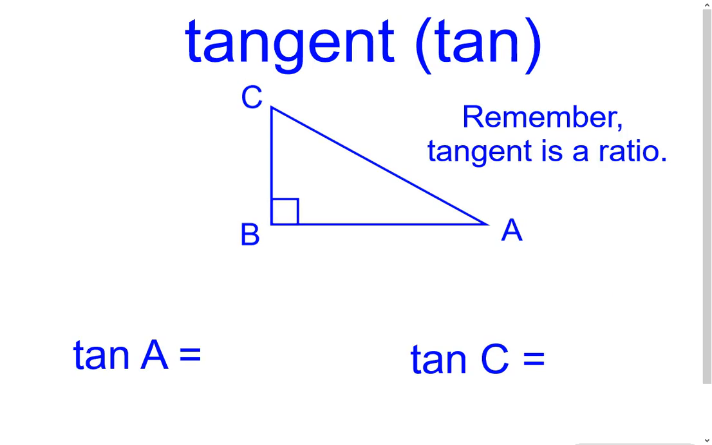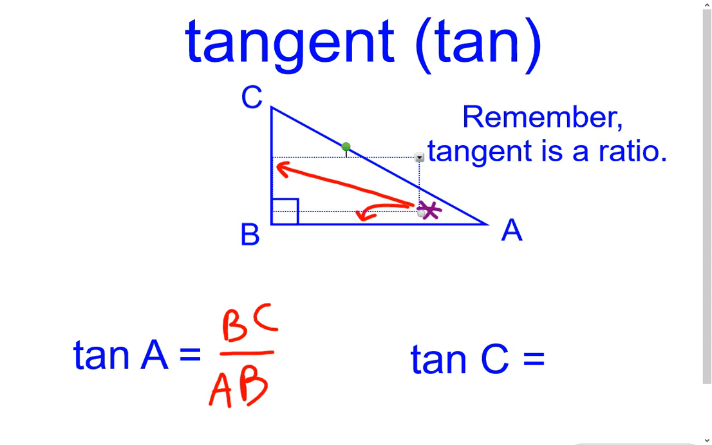My next one is tangent. Remember, tangent is the ratio of the opposite side over the adjacent side. So now I'm going to go from angle A so that I can figure out the tangent of A. Opposite angle A is side BC. Now the adjacent side, that's the one that's next to it, but not the hypotenuse. It's right here. So that'd be side AB. That's how I'd calculate the tangent of angle A.